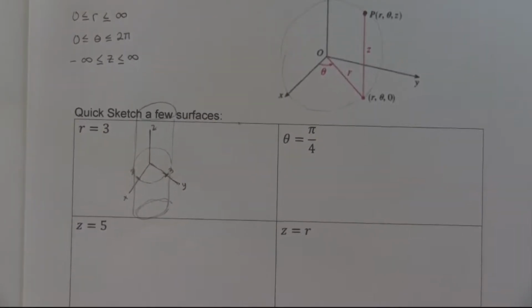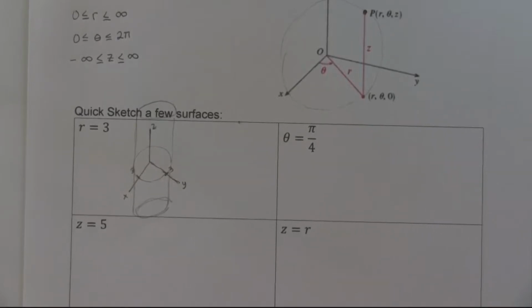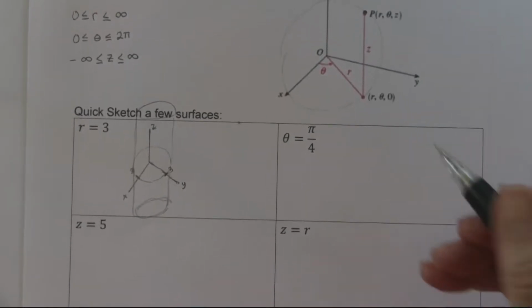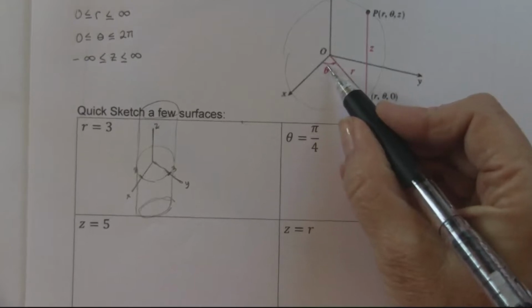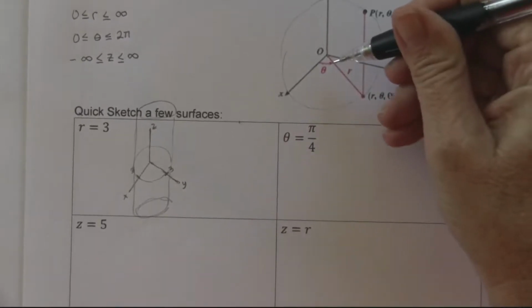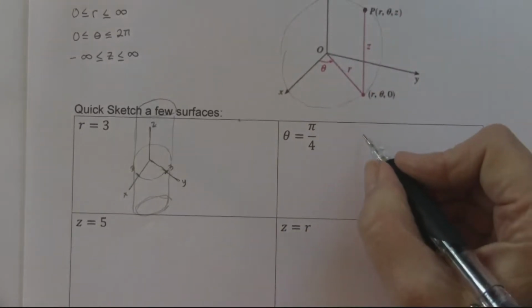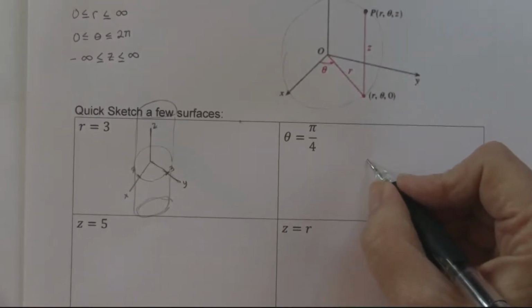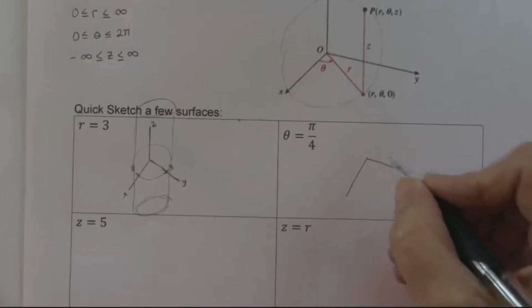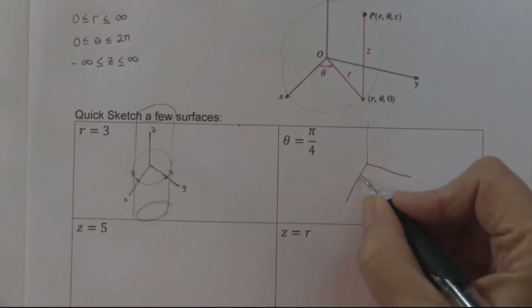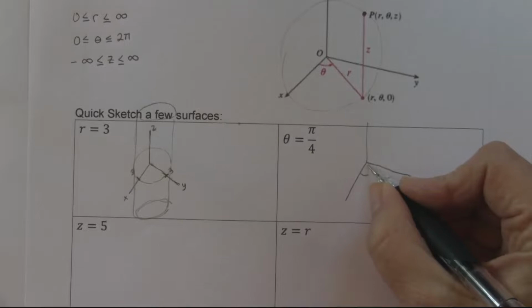Next, theta equals pi over 4. So pi over 4 is just out in the center between the x-axis and the y-axis. So if theta is pi over 4, that would be halfway.